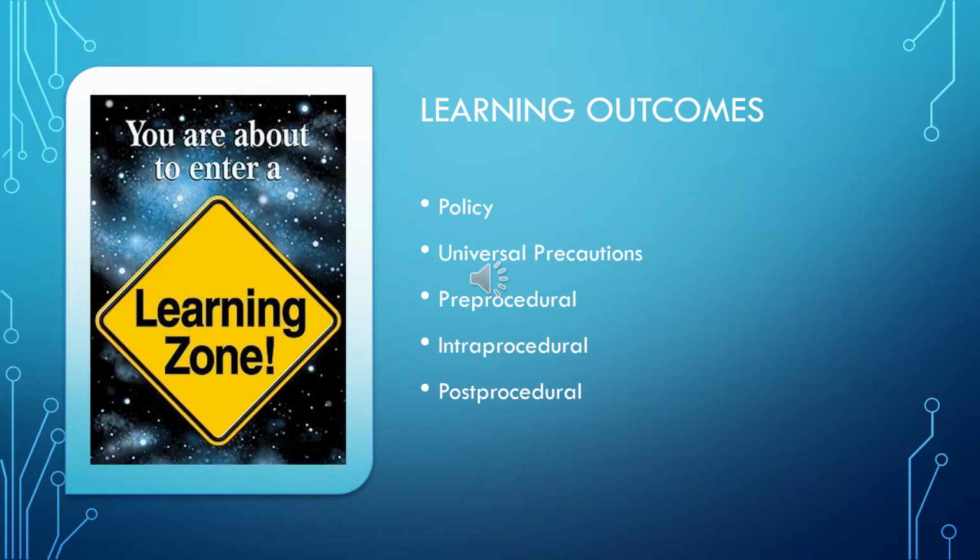So when we talk about learning outcomes, we're going to look at, first of all, policy. We have to be cognizant of wherever we're working, hospital setting, doctor's office setting, any setting, they have policies that we as nurses and employees need to follow. So we need to be aware of what the policies are as they relate to the subject of blood glucose testing and make sure we follow those procedures as outlined in the policy.